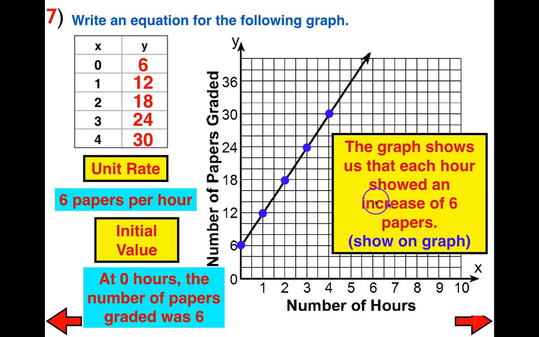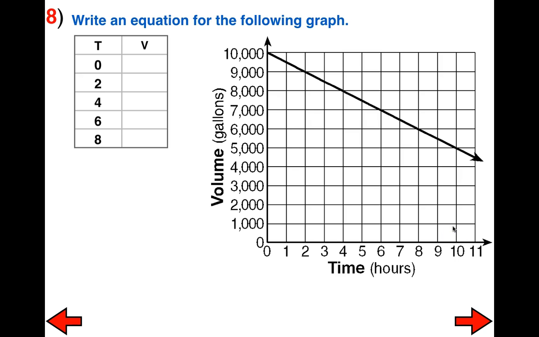So now that we have our unit rate and our initial value, we can create our equation. In this case, it's going to be y equals 6x plus 6, where 6x is our unit rate and the plus 6 is our initial value. In order to create an equation, we're going to need a unit rate and an initial value. Now moving on to our next example, go ahead and pause the video and try this one on your own and see how well you do.